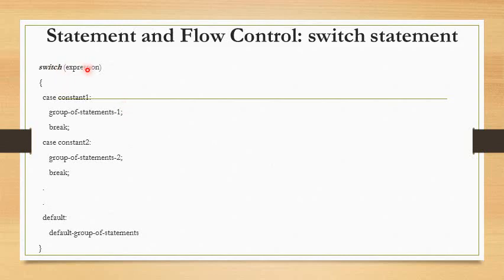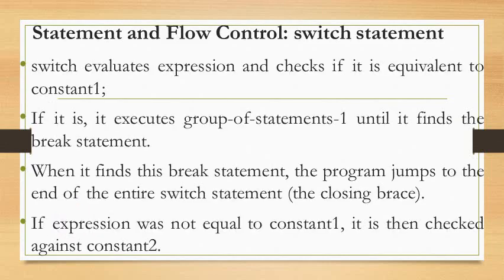We have the switch expression, case constant 1, group of statements 1, then break. Case constant 2, group of statements 2, then break. It follows in that fashion. Okay. Then the default group of statements, although it's optional. Look at the explanation of the switch statement. Switch evaluates the expression and checks if it's equivalent to constant 1. If it is, it executes group of statements 1 until it finds the break statement. When it finds this break statement, the program jumps to the end of the entire switch statement, the closing brace.